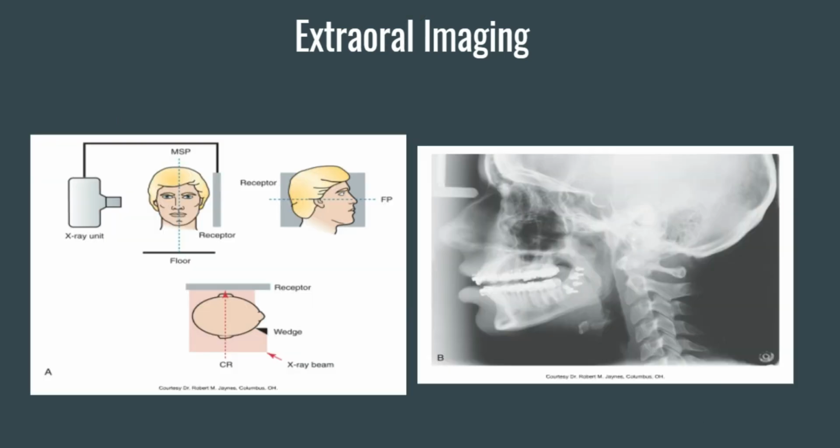So here's an example of a cephalometric. So again, we have the X-ray unit, the tube head. Patient's left side is next to the film. It's parallel. Mid-sagittal plane is perpendicular to the floor. And then that central ray is directed right at the film. It's perpendicular. And this is the resulting image. And you can see here pretty clearly defined that soft tissue. There's the lips, the chin.